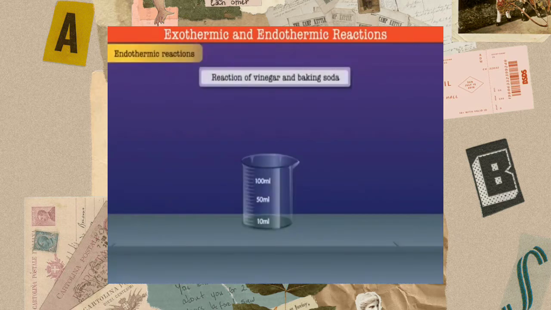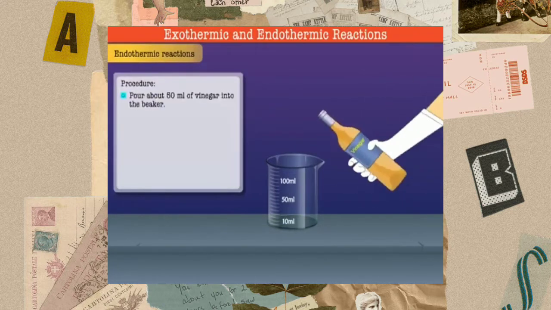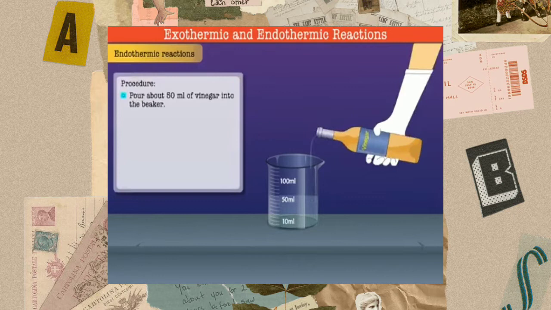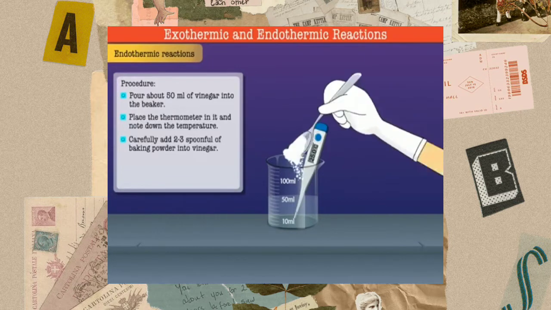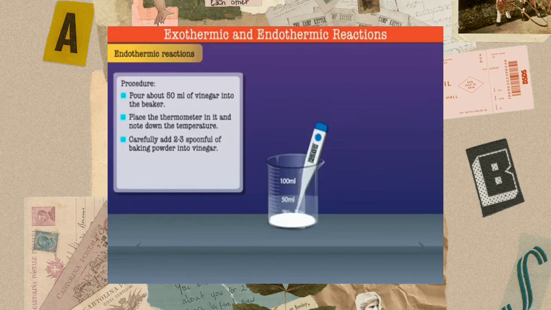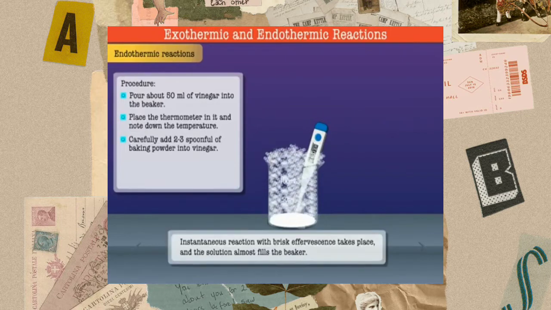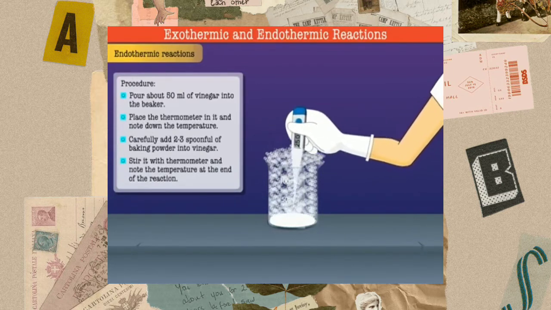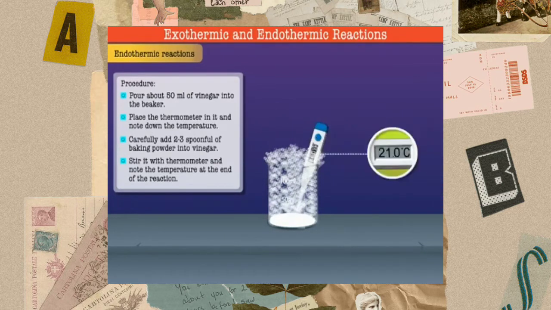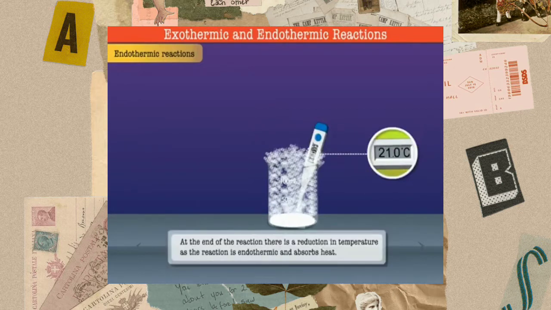Let us understand another reaction where there is absorption of heat. Pour about 50 ml of vinegar into a beaker. Place a thermometer in it and note down the temperature. Now carefully add 2 or 3 spoonfuls of baking powder into the vinegar. An instantaneous reaction with brisk effervescence takes place and the solution almost fills the beaker. Stir the solution and note the temperature at the end of the reaction. During this reaction, heat is absorbed and the temperature reduces.